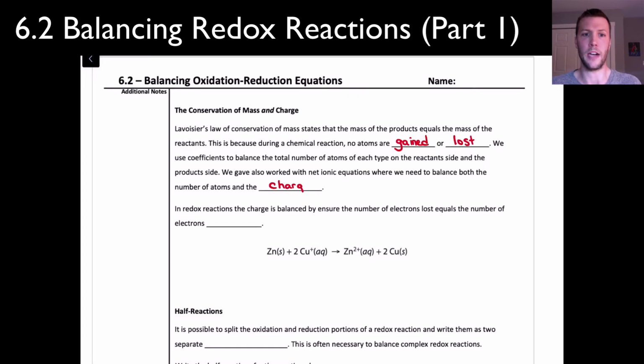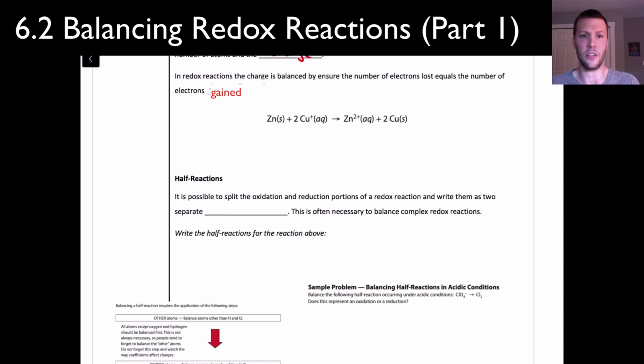In redox reactions, the charge is balanced by ensuring that the number of electrons lost equals the number of electrons gained. So you can see in this redox reaction here that zinc in its elemental form, with an oxidation number of 0, goes to zinc with an oxidation state of +2. That means each zinc lost 2 electrons.